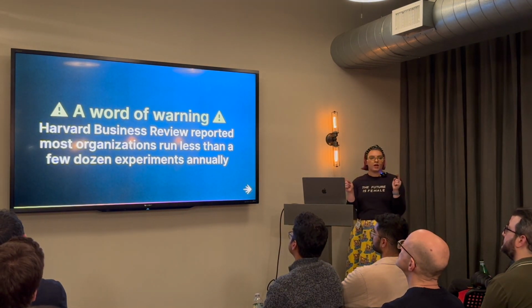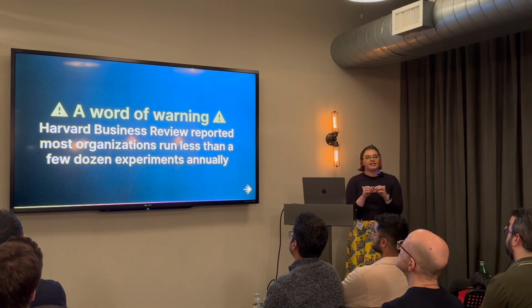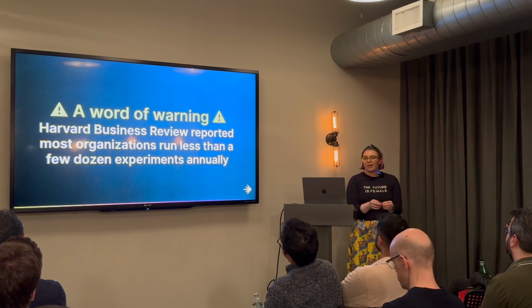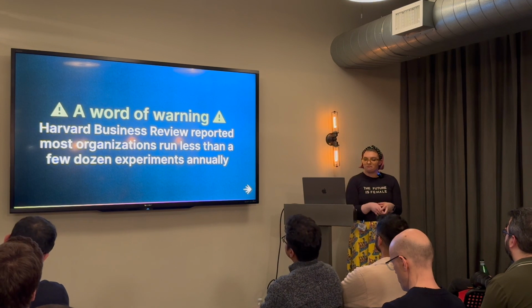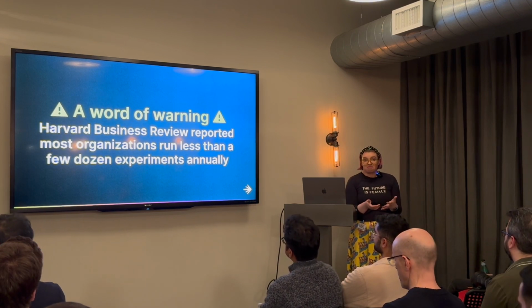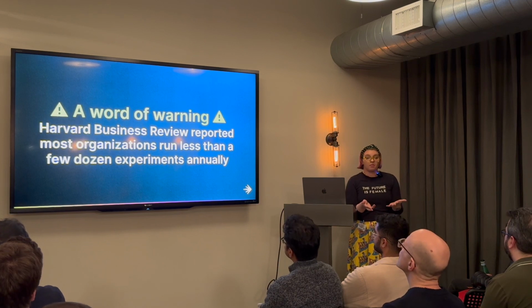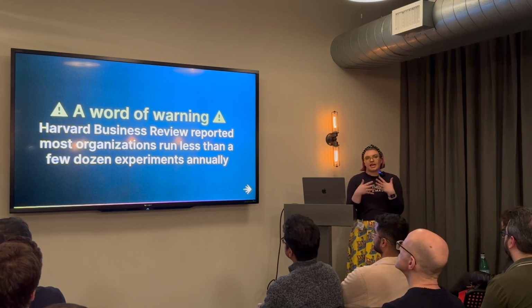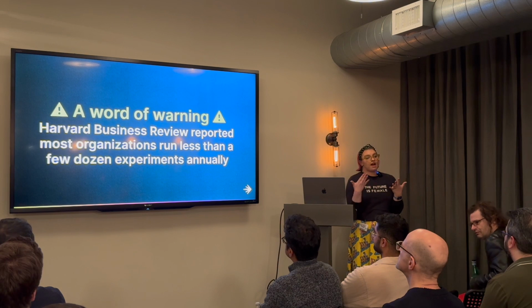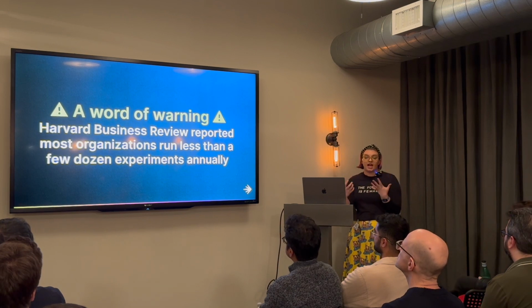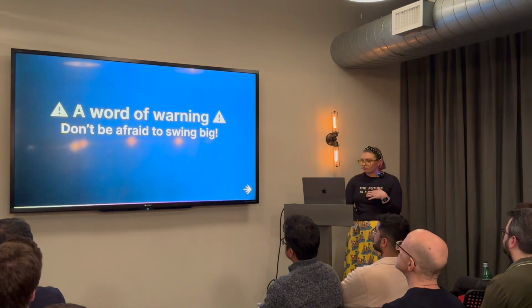So a couple words of warning here. The Harvard Business Review reported that most organizations run less than a few dozen experiments annually. Meaning, we just kind of make decisions. We don't know if they're good or not. We don't evaluate them. We just kind of go with our gut. That's fine. That's a way of making a decision. But is that the best way of making a decision when you have things like money on the line or timelines or projects? Why might we want to make a better decision?